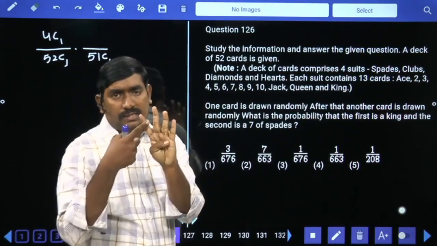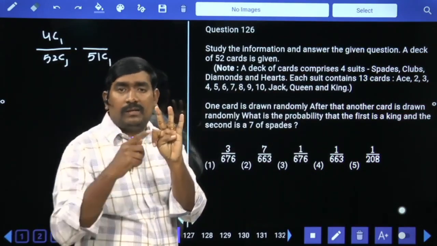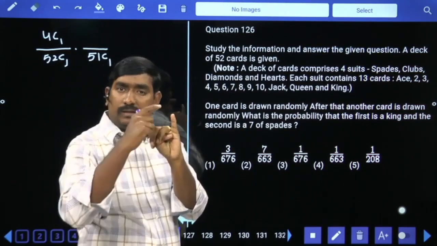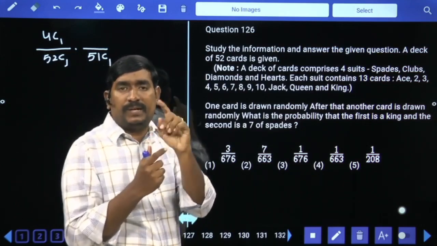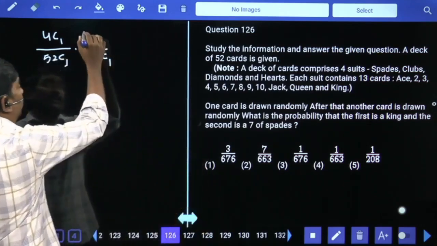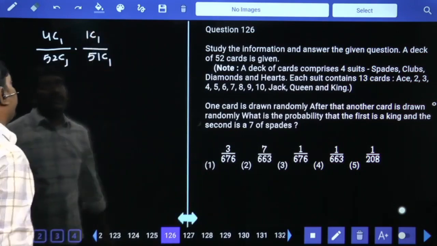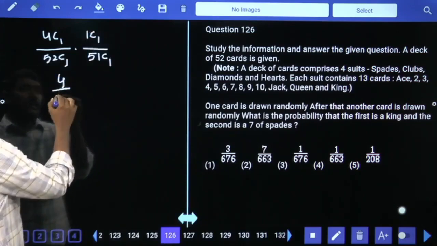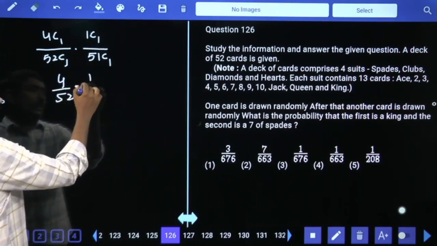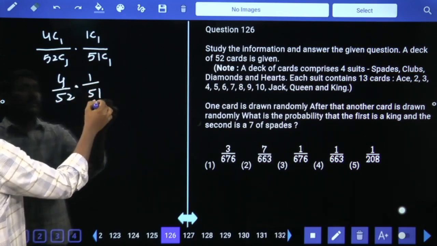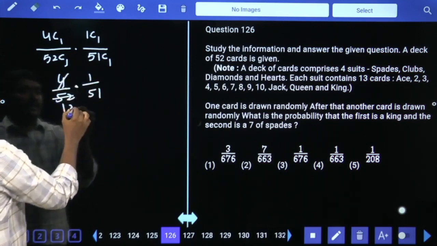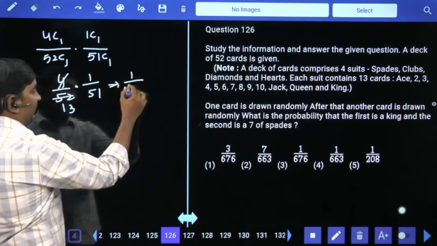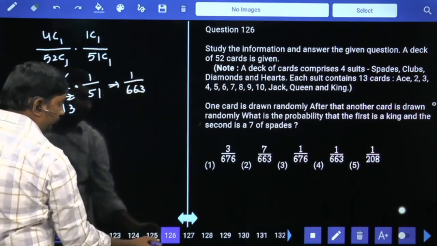In those 4 cards, one is diamond 7, heart 7, spade 7, club 7. So 7 of spade means only 1 is there. So that is also 1C1 by 51C1. 4 by 52 into 1 by 51, 4 13 times. So 1 by 663 is your answer.